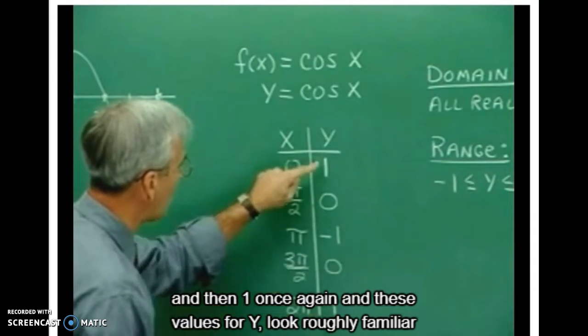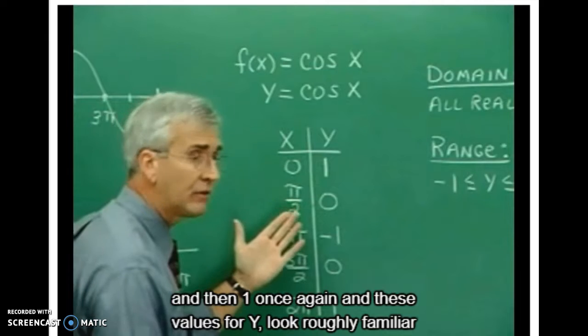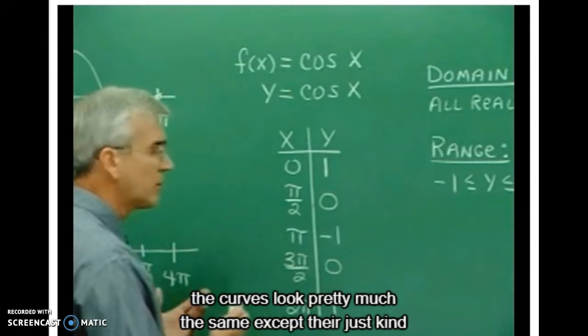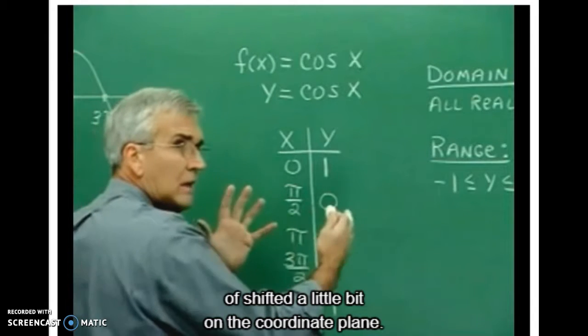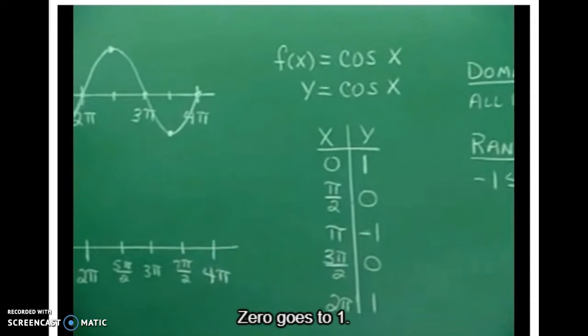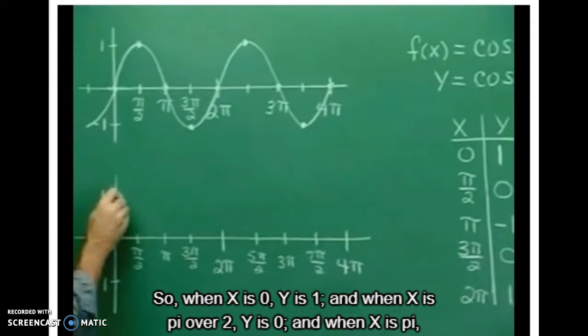These values for y look roughly familiar to the values for y on the sine curve. In fact, the curves look pretty much the same, except they're just shifted a little bit on the coordinate plane. Let's have a look. 0 goes to 1. So when x is 0, y is 1.